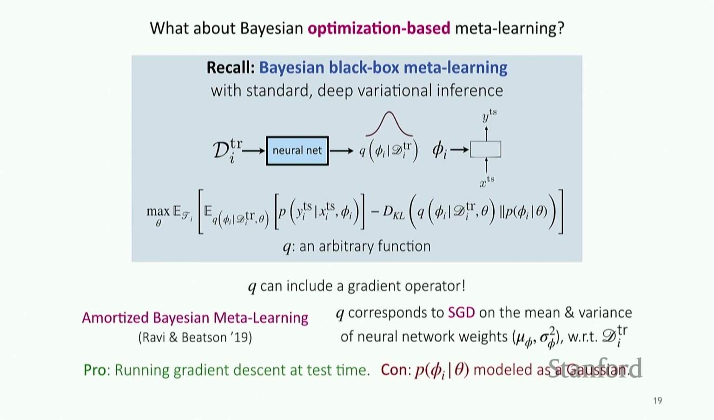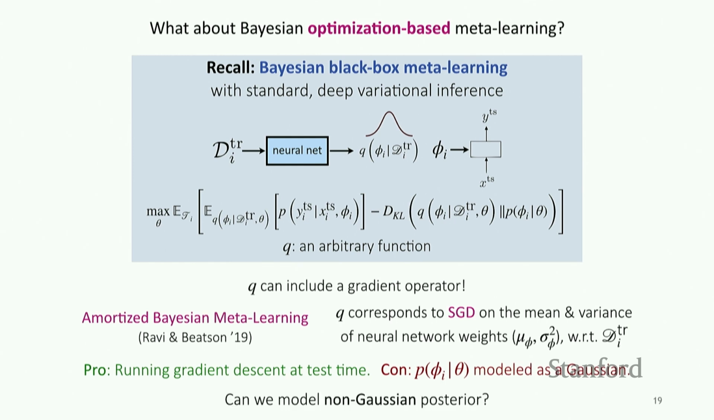The downside is that you need to model this distribution phi given theta as a Gaussian. And the reason for that is the same reason why we need to do it in the black box case, which is that we need to be able to reparameterize in order to backprop gradients into Q, and we need to be able to evaluate the KL term that's on the right. And in the case of optimization-based meta-learning, this is more of a problem because these are actually going to be representing the parameters of our neural network.